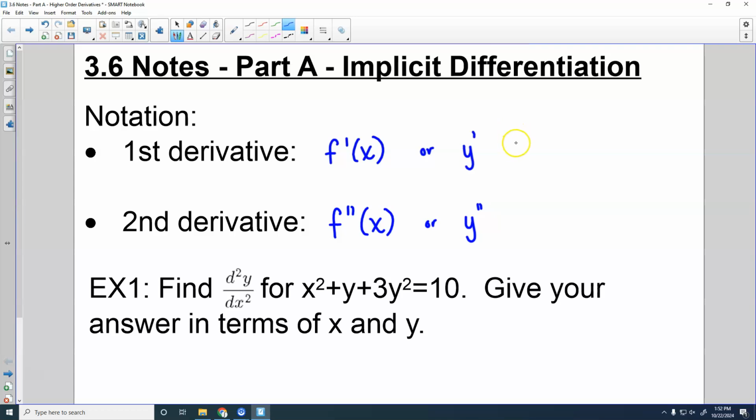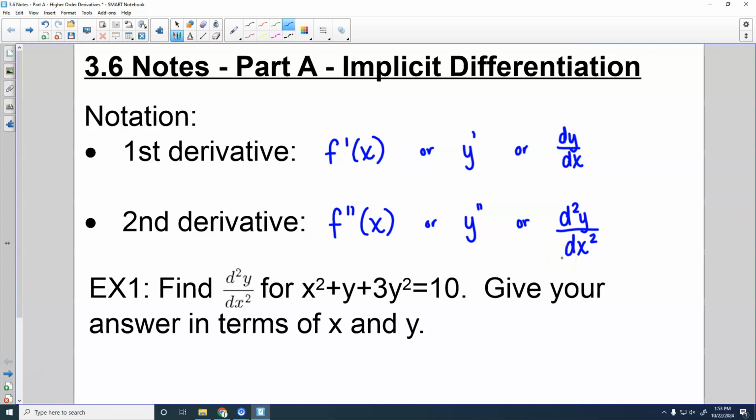And then the last one, we've been using dy dx, specifically with our implicit differentiation for sure. This one is the weirdest on the notation for the second derivative. It is d squared y over dx squared.